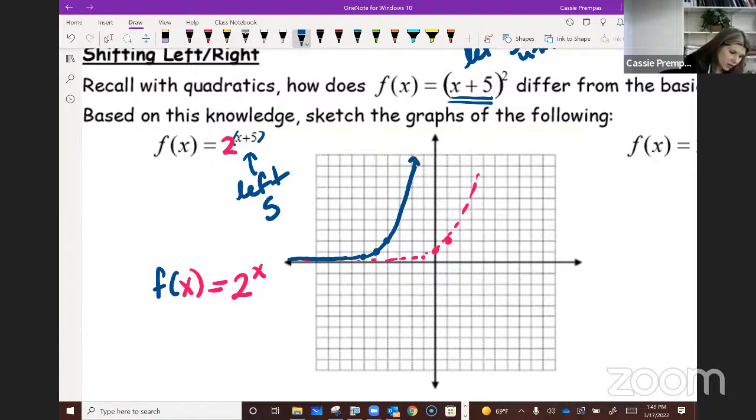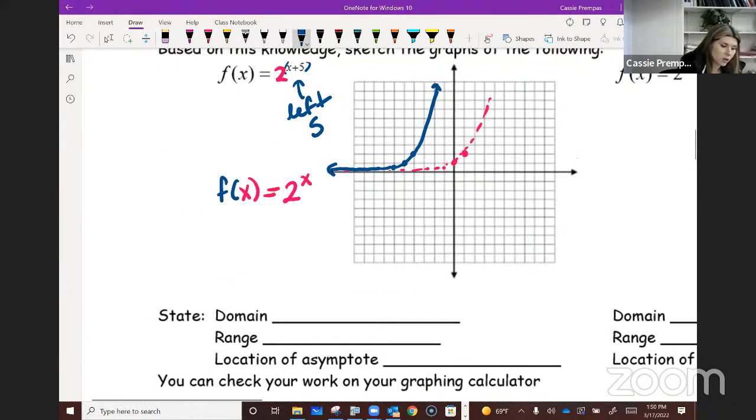And I go ahead and keep going up. If I wanted to know the y-intercept, what happens when x is 0? 2 to the 5th power would give me 32, way up there. But right now I just want to sketch the shape. Now, let's talk about what would be the domain of this function.